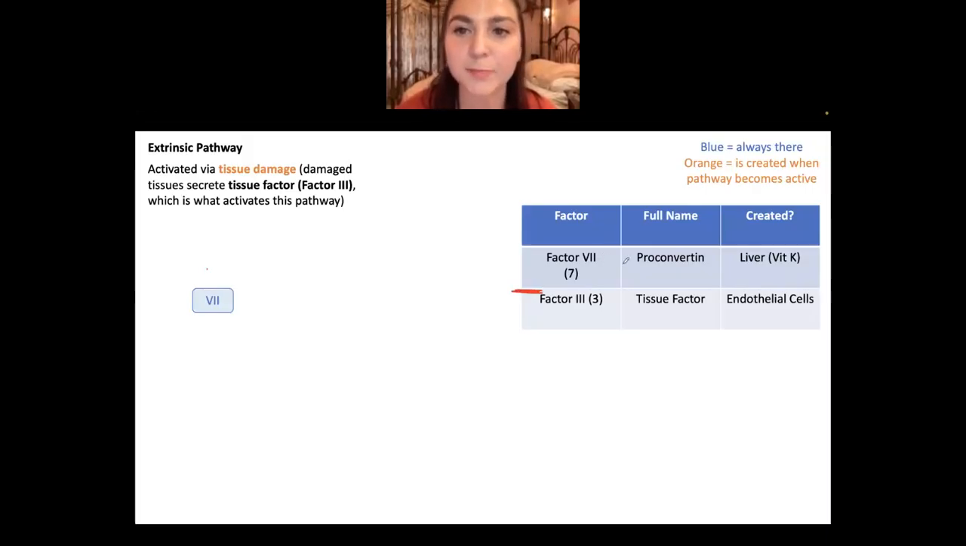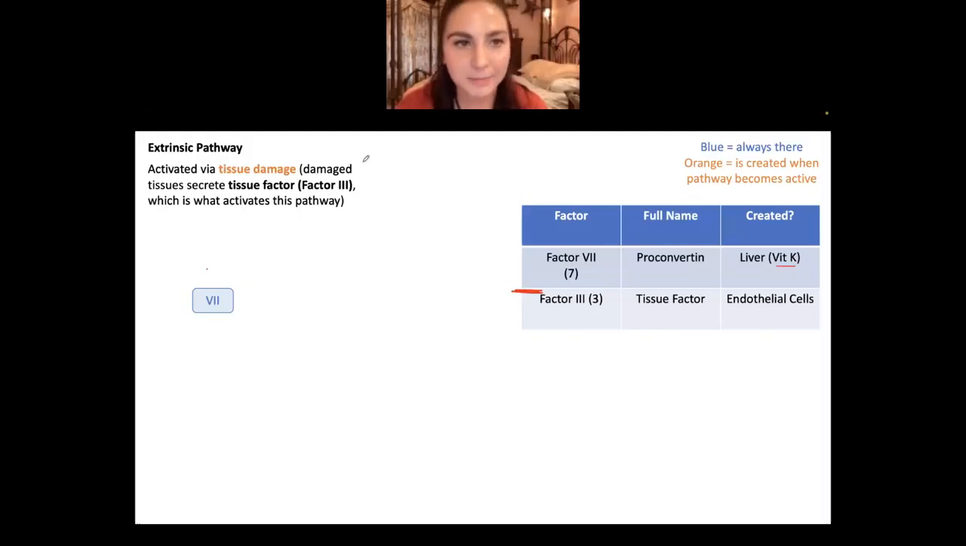So factor 7, its full name is proconvertin, and it is made in the liver, and it is vitamin K dependent. The extrinsic pathway is activated via tissue damage. The reason they call it extrinsic is because it's not just exposure, it's not just that we're bleeding and we need to clot it. It's like now the tissue actually became damaged.